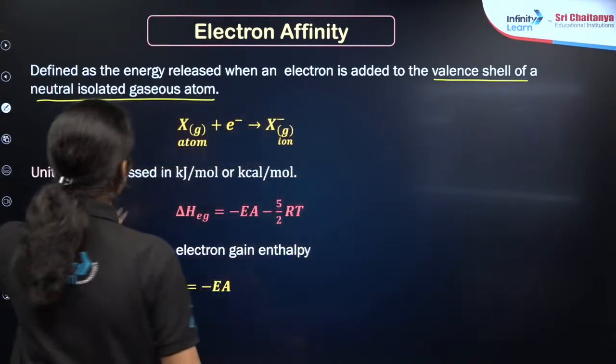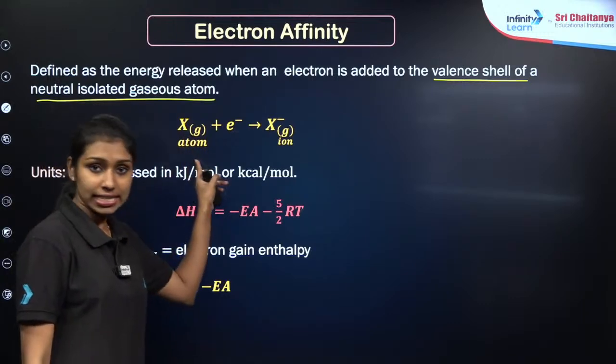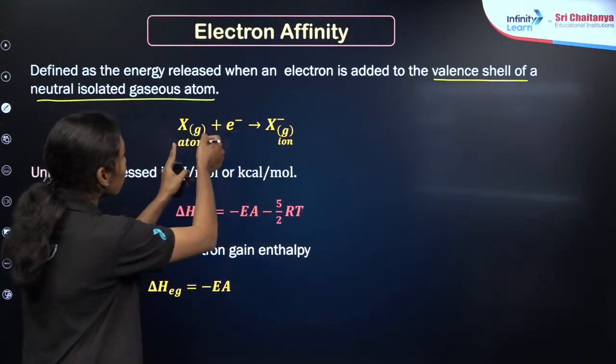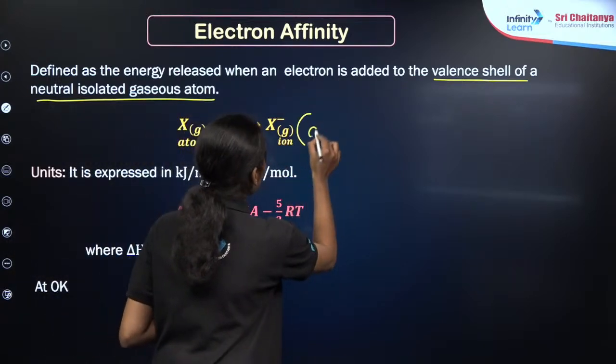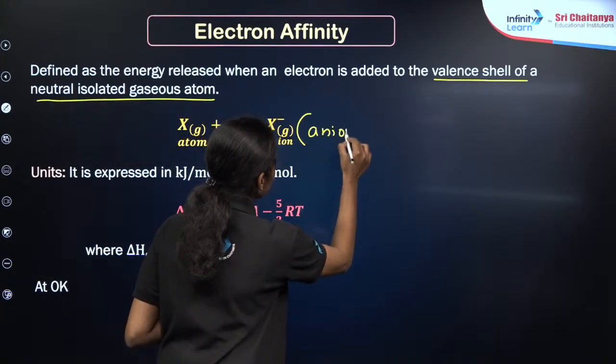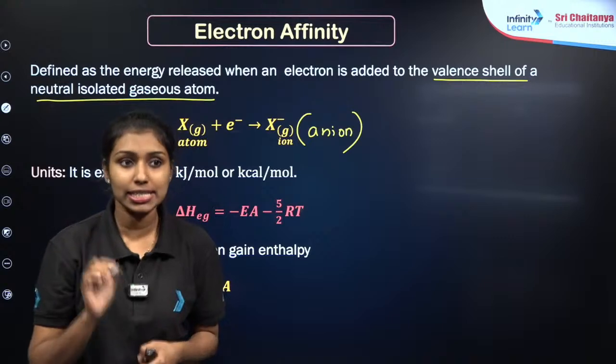As you can see here, if I take an isolated gaseous atom X and add one electron, it will form its negative ion, otherwise anion. At that time, it will release some energy. That energy is known as the electron affinity. Clear?